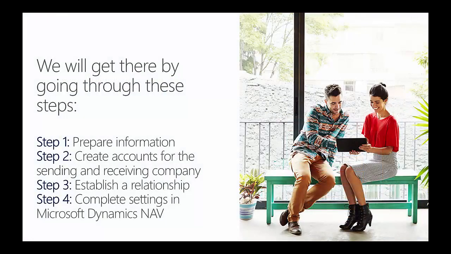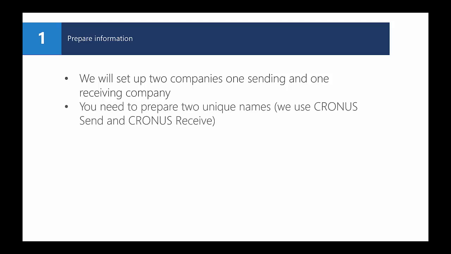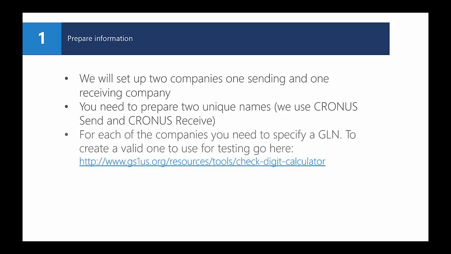We will get there by going through these 4 steps. To demonstrate, it is advised to use the sandbox test environment in Tradeshift instead of the production environment. We need to create 2 Tradeshift accounts in this sandbox environment. We will set up 2 companies, one sending and one receiving company. You need to prepare 2 unique names. We use ChronoSend and ChronosReceive.